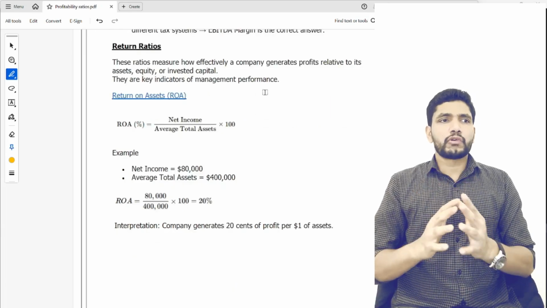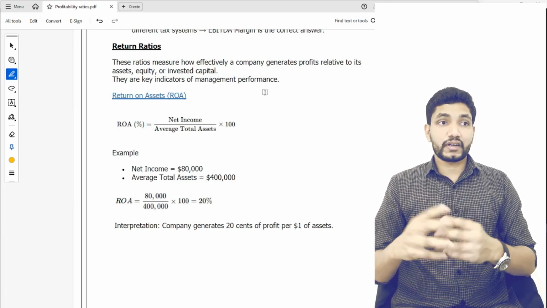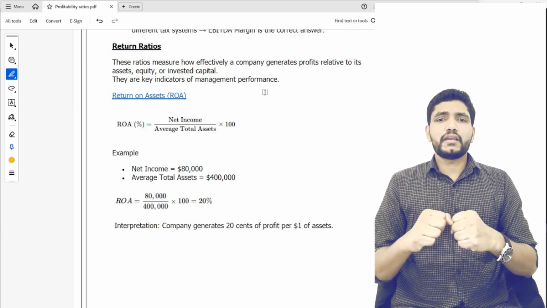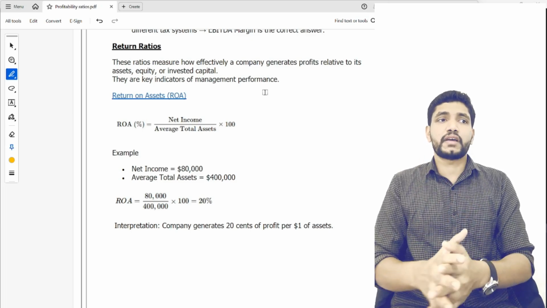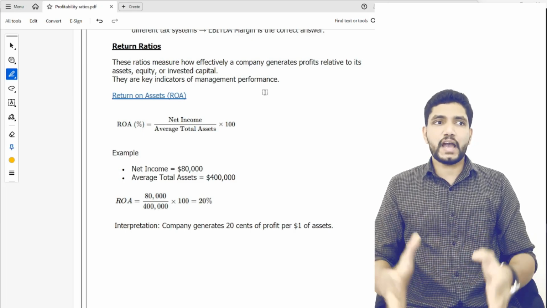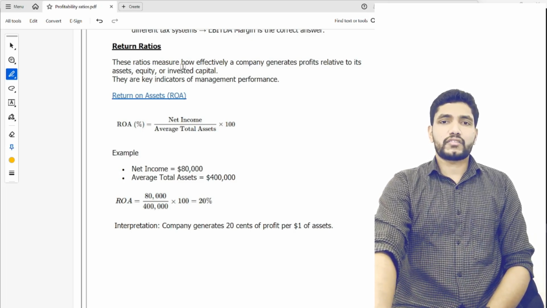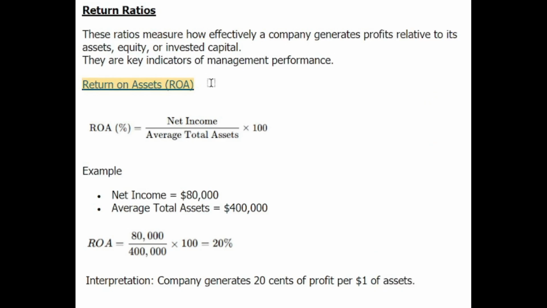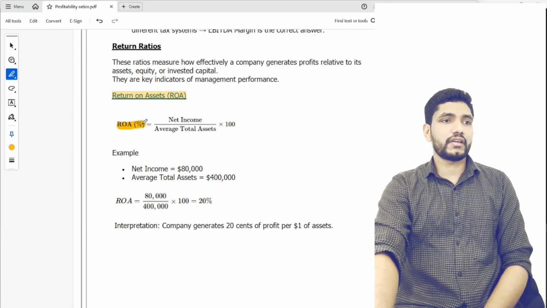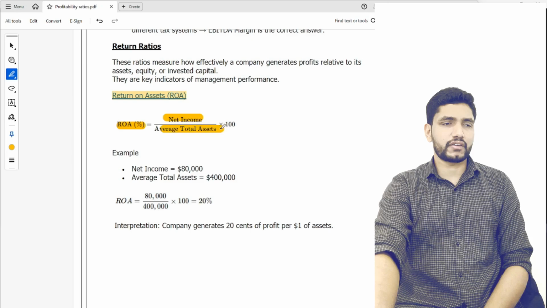So we will move into the next category of ratios, that is return ratios. Return ratios mainly measure how much profit a company is generating relative to its investment in assets, equity or capital. So there are some key metrics to analyze. The first one is return on assets. Return on assets simply measures how much net profit is generated compared to its average total assets. So the formula for return on assets is net income divided by average total assets.